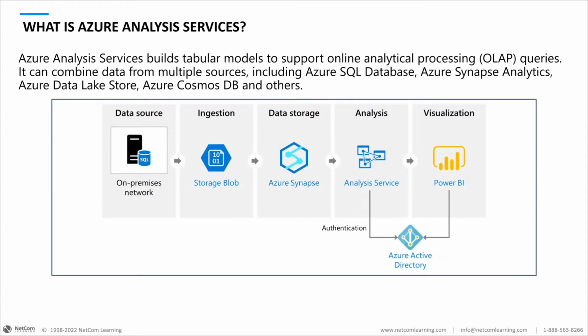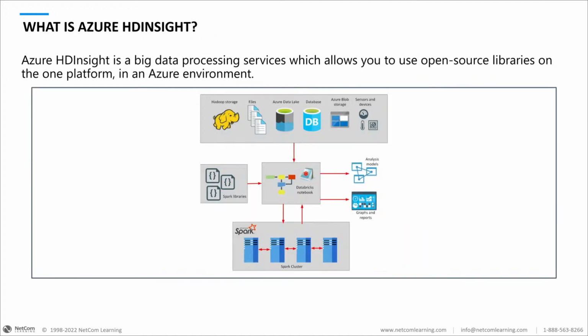Analysis services, again, builds on the tabular models to support online analytical processing, or OLAP queries, and combines data from multiple sources, and it could be any one of those types of things. It could be data lake, Cosmos databases, and any other type of data access that you have. And then lastly is the Azure HDInsights.